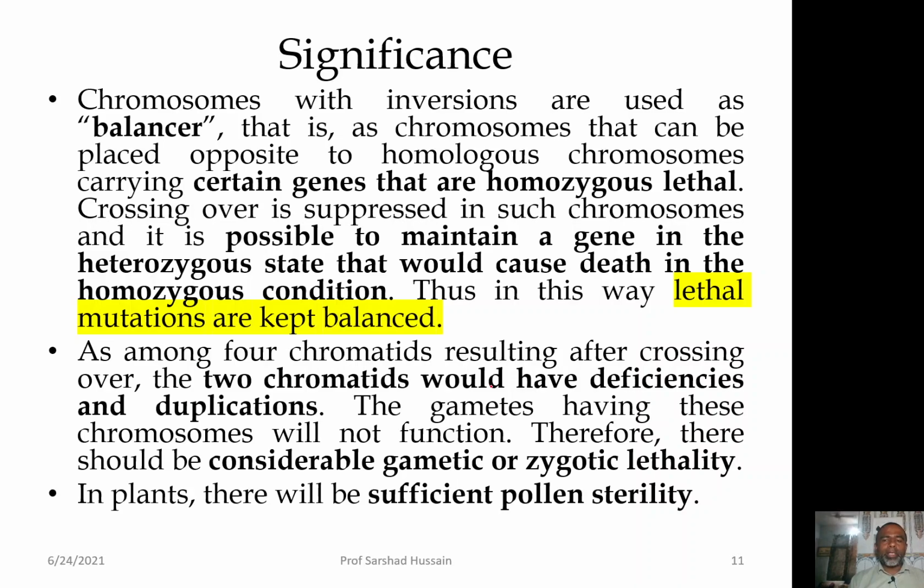Among the 4 chromatids resulting after crossing over, the 2 chromatids would have deficiencies and duplications, as we have seen in the pericentric inversion. The gametes having these chromosomes, that means with the deficiencies and the duplications, will not function normally. Therefore, there should be a considerable gametic and zygotic lethality, that means they will not survive. In plants also, once such a condition is there, the pollen formed will be sterile.